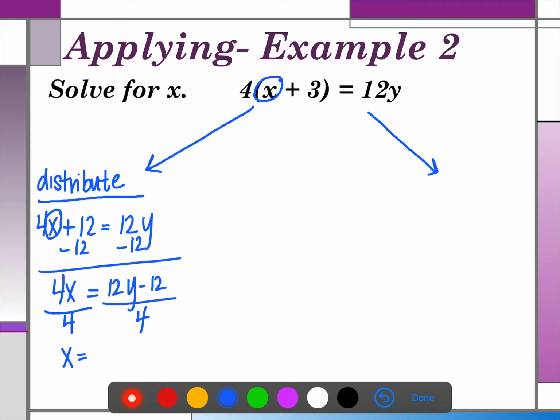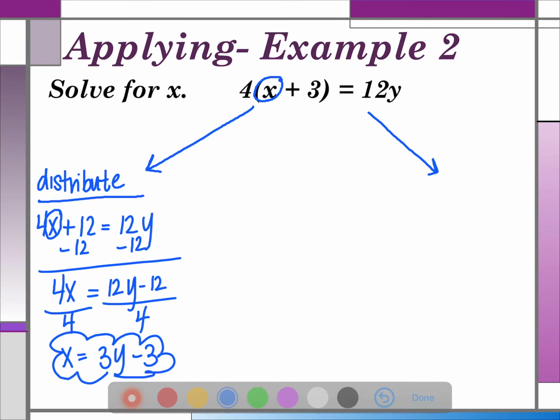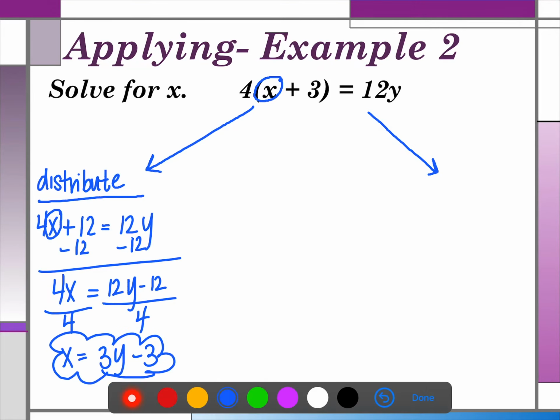Okay, remembering to reduce, you do your little heart. 12y divided by 4 is 3y, and 12 divided by, or negative 12 would be minus 3. Okay, so that's option number 1. You could distribute. That's probably the first thing that you think to do when you see those parentheses. Okay, your second option could be to just divide.